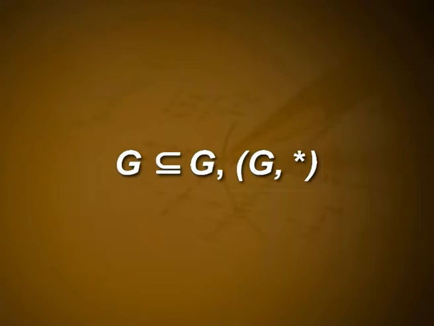Every group G star with 2 or more elements has at least 2 subgroups. Since G is a subset of G, G star is a subgroup of itself. Also, if E is the identity element, {E} is a subset of G and {E} star is a group and is therefore a subgroup of G star. These 2 subgroups are called improper or trivial subgroups. All other subgroups, if any exist, are called proper subgroups.